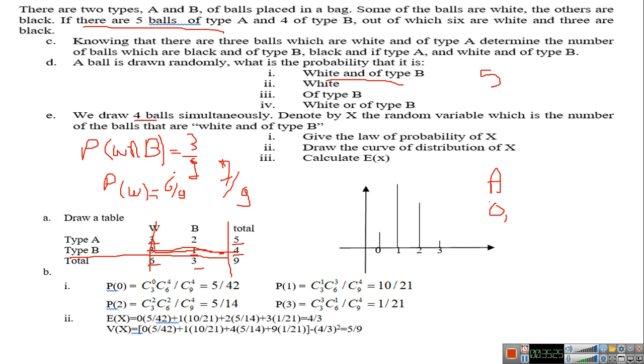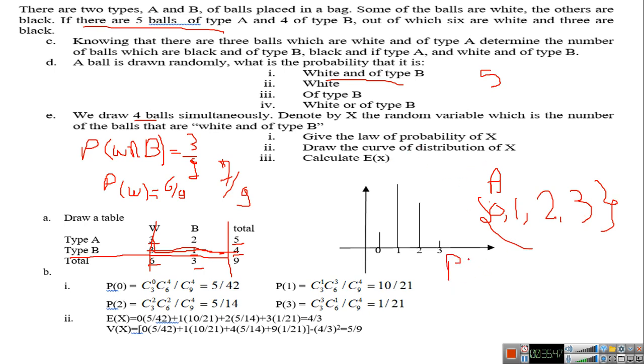From the drawn balls I don't have any one, 0. Or I have one of them. One of the 4 is white and of type B, or 2 or 3 maximum. So this is the random variable. Give the law of probability of X. It's either 0 or 1 or 2 or 3. Draw the curve. I want to find the probability for each one.